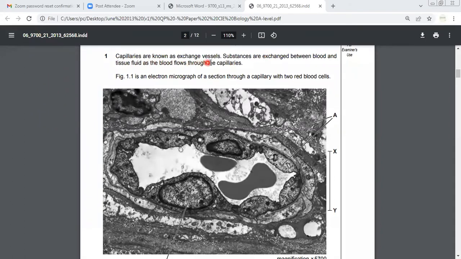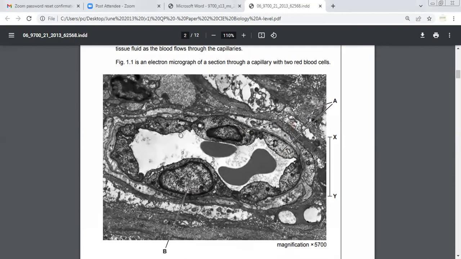Capillaries are known as exchange vessels. Substances are exchanged between blood and tissue fluid as the blood flows through the blood capillaries. Figure 1.1 is an electron micrograph of a section through a capillary with two red blood cells. Okay, this is a blood capillary and inside it there are two red blood cells. Now there is some labelling, part A and part B.